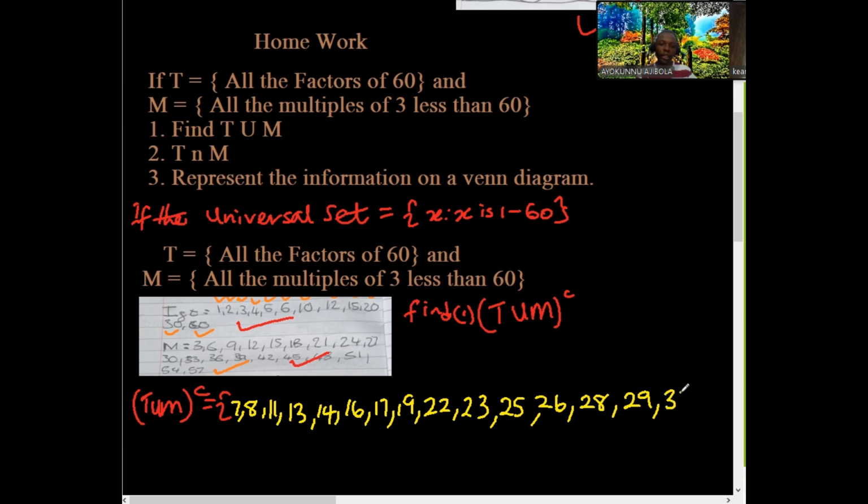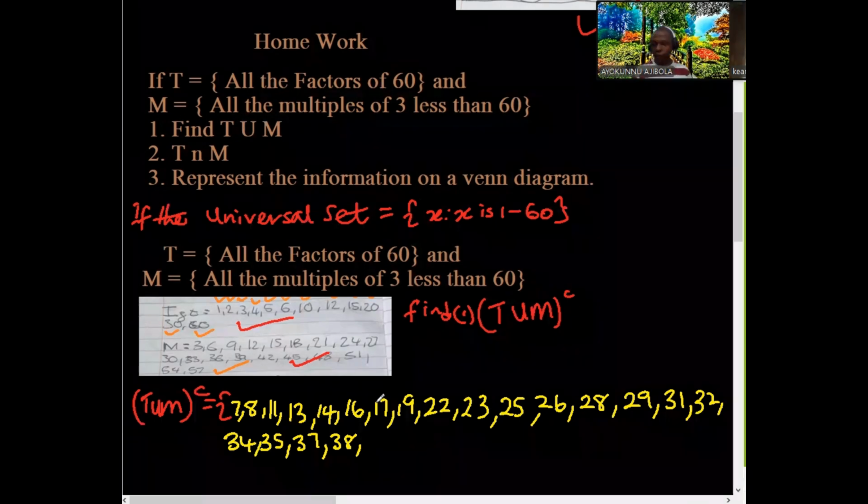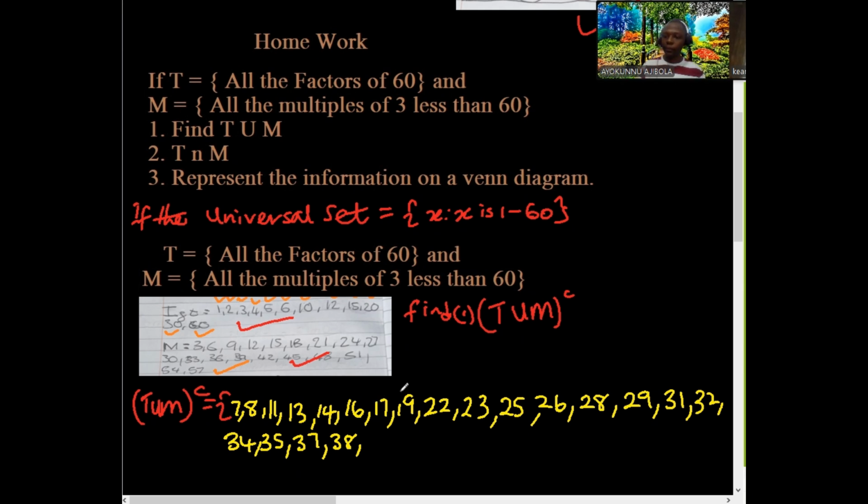So 31, what about 32? Then 33 is present in multiples of 3, so 34. 35, 36 is already present in multiples of 3. So 37, are you getting this? Yeah. 38. What about 39? Is it present in any of the two? Yeah, it's present in multiples of 3, okay? Okay. What about 40? No.